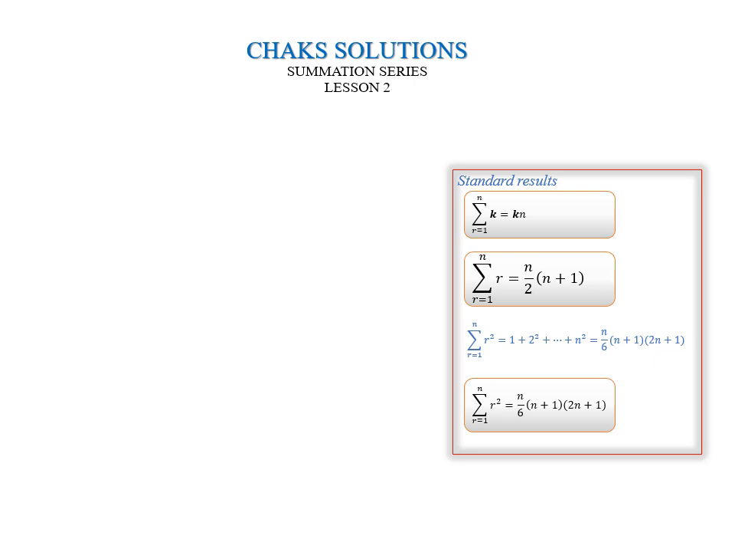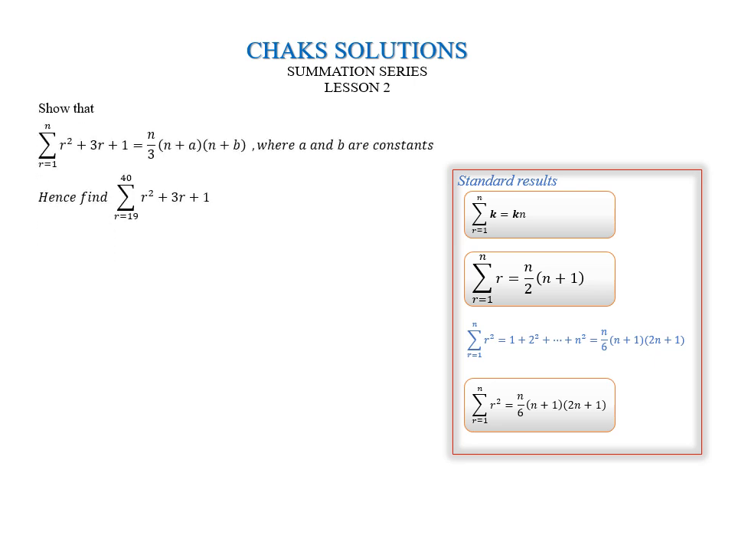Now let's go to the example here. If you look at the question, they're saying show that the summation of r equals 1 up to n of the function r squared plus 3r plus 1 is equal to n over 3, then n plus a, times n plus b, close brackets, where a and b are constants. Hence find the summation of r equals 19 up to 40 of the function r squared plus 3r plus 1.